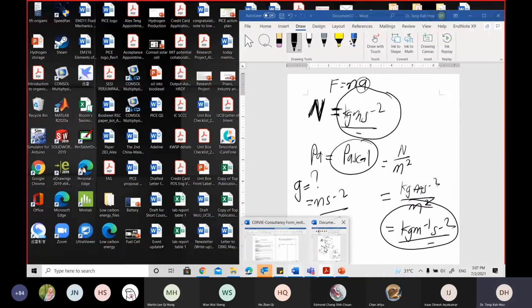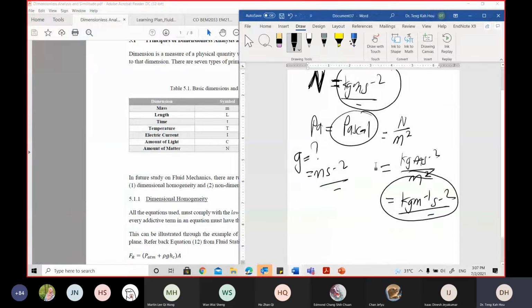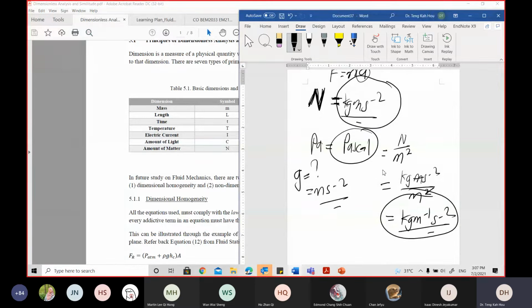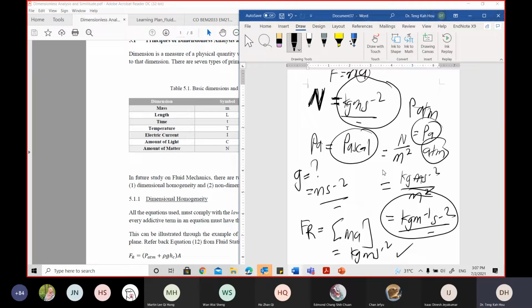Because how the marks will be given is purely based on what information you give. For example, I see that you know F_R stands for MA, also the unit kg meter per second squared. So I know this carries 1 mark. And you know that your P atmosphere is Pascal or ATM or whatever, but you will need to know what is the fundamental of that. Am I right? So try to prove this for me, please.